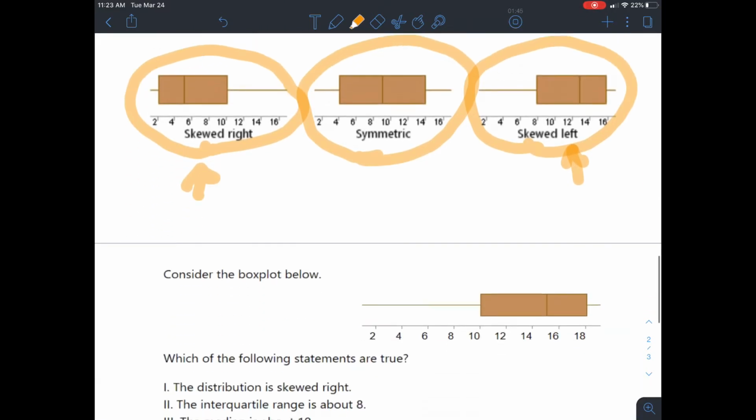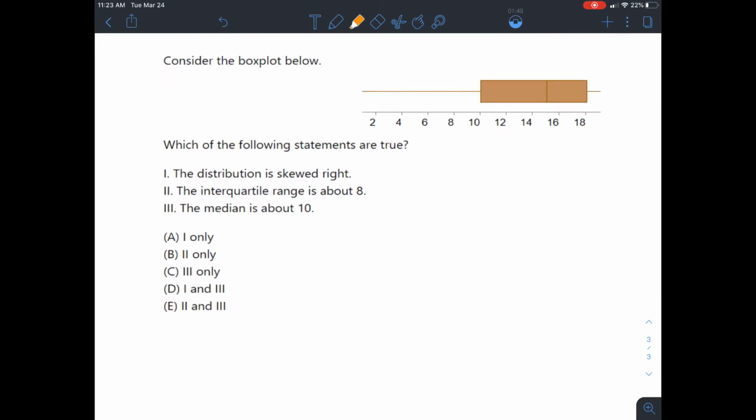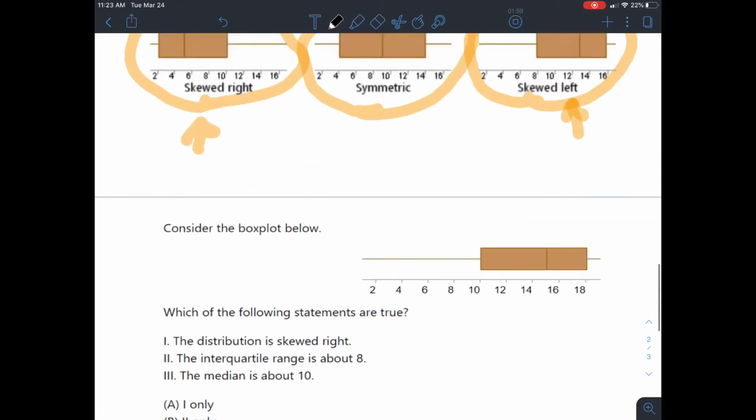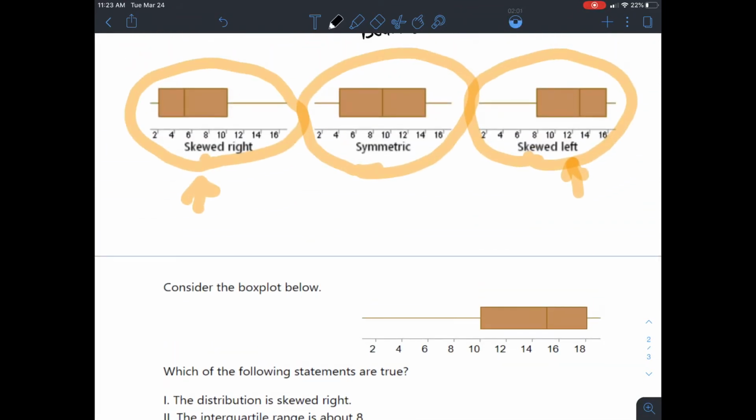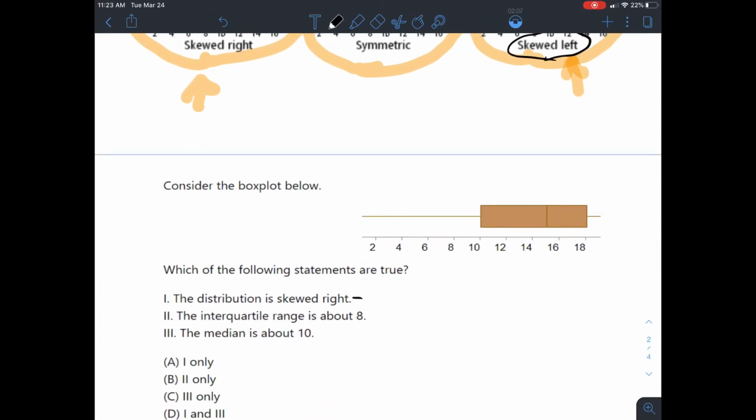So let's look at some examples. Consider the box plot below. Which of the following statements are true? The distribution is skewed right. Well, it is on the right, but remember, when the data is on the right, we call it skewed left. So the data is skewed right, that's false. The data is skewed left.